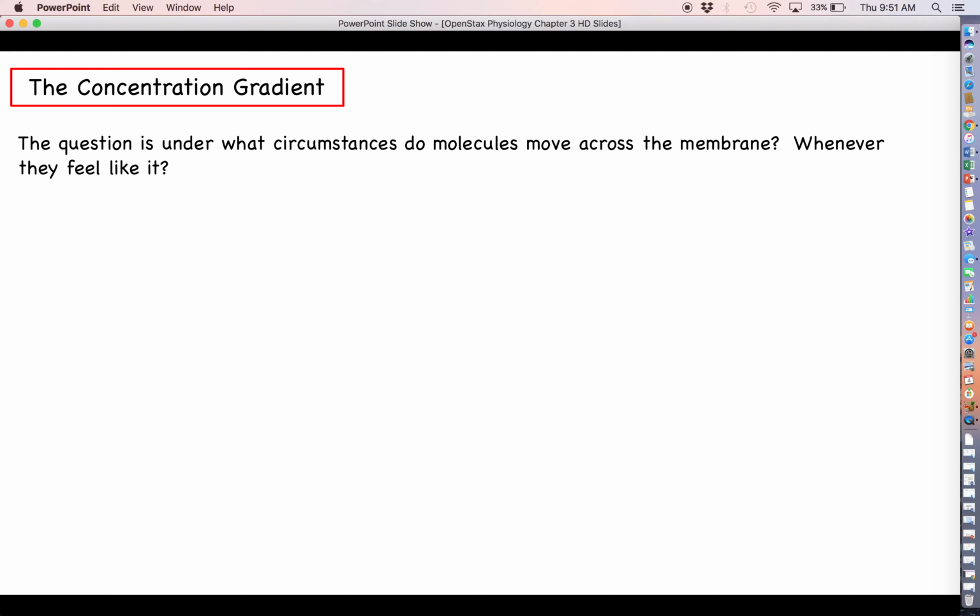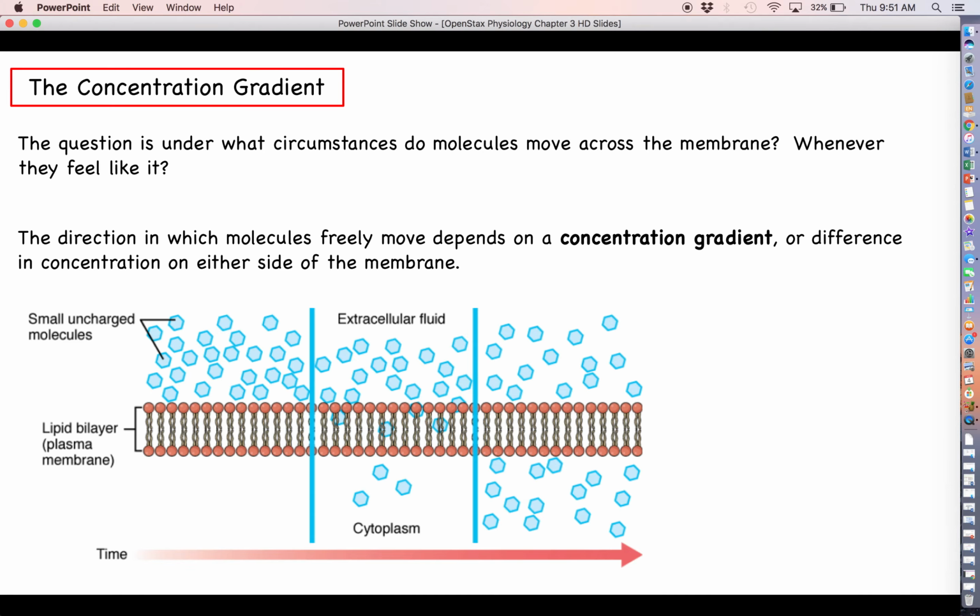So now that we've had a chance to talk about the types of molecules that can and can't get through the plasma membrane, let's focus on the molecules that can, so things that are small, nonpolar, and not electrically charged. We know that they can move through the membrane, but under what circumstances would they move across the membrane? Is it just whenever they feel like it? We're in a science class, so there has to be some order here. There has to be an explanation.